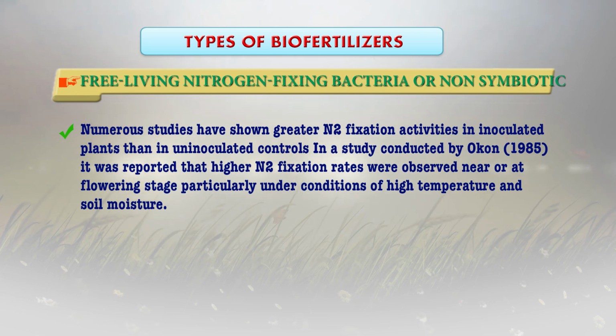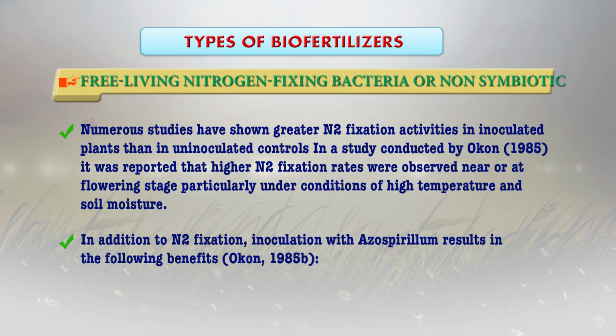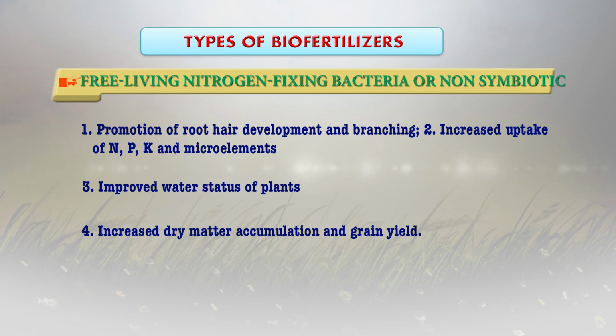Many studies have reported that higher nitrogen fixation rates were observed at the flowering stage, particularly under conditions of high temperature and soil moisture. In addition to nitrogen fixation, inoculation with Azospirillum results in many advantages, like promotion of root hair development and branching, increased uptake of nitrogen, potassium, phosphorus and micronutrients. It also improves the water status of the plants and increases dry matter accumulation and grain yield.